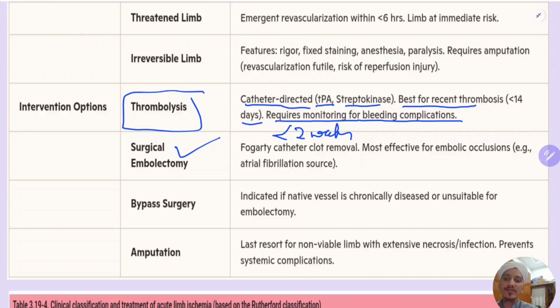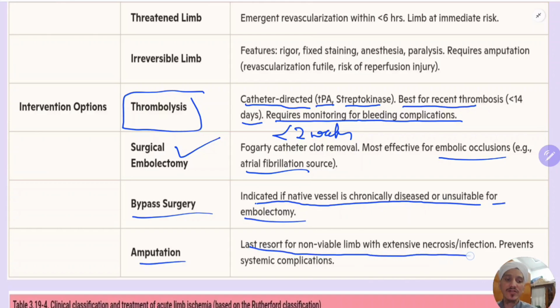Surgical embolectomy. This is something similar to endarterectomy. There you remove the plaque. Here you remove the embolus, which comes from atrial fibrillation. Bypass surgery similarly, as discussed. This is indicated if the native vessel is chronically diseased or unsuitable for embolectomy. Amputation is the last resort for non-viable limbs with extensive necrosis and infection, and prevents systemic complications.